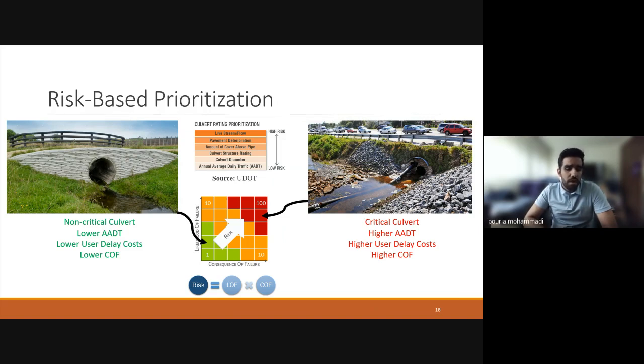For example, a culvert located under I-15 with lower likelihood of failure may have higher risk than a culvert located under a rural road but with higher probability of failure. That's why we need to focus on the bigger culverts located on main roads with higher annual average daily traffic to mitigate the risk of losing lives. In the following slide, I will provide details about likelihood of failure and consequence of failure.